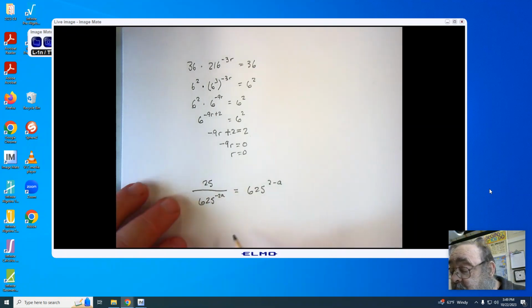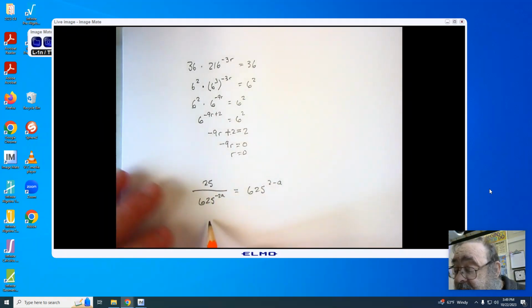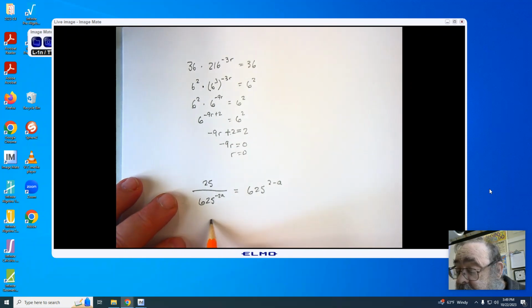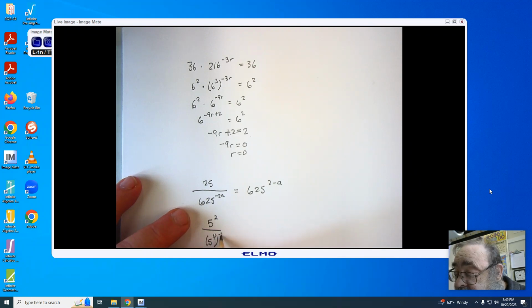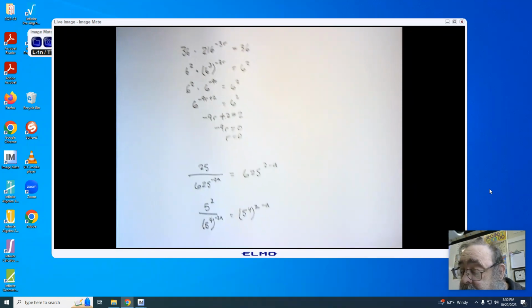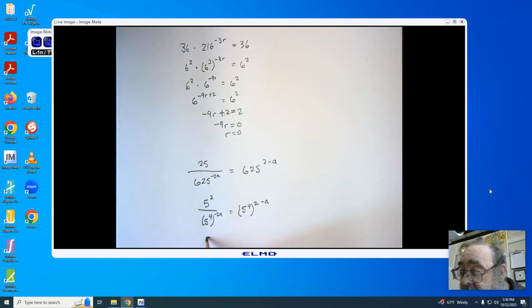Alrighty, so step 1, get common prime factorization with the common base. That's going to be 5 squared with the common base of 5, 5 to the 4th power to the power of negative 2a equaling 5 to the 4th power to the positive 2 minus a power. According to my rules, we have 5 to the second. This is now 5 to the minus 8a equaling 5 to the 8 minus 4a.